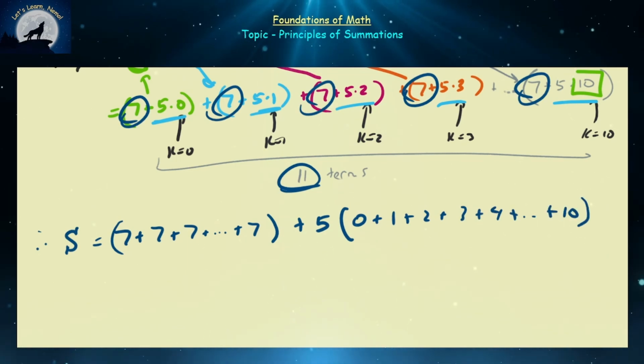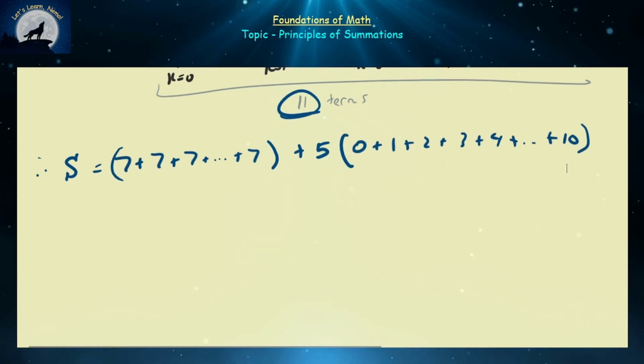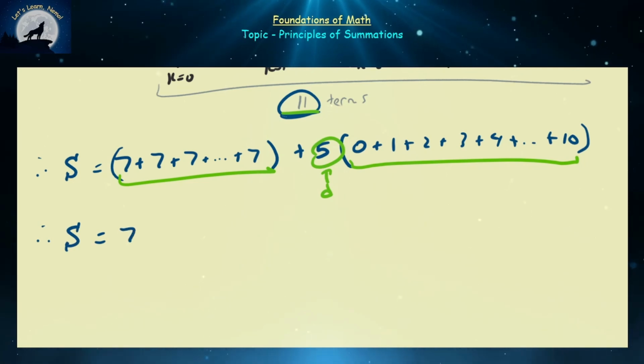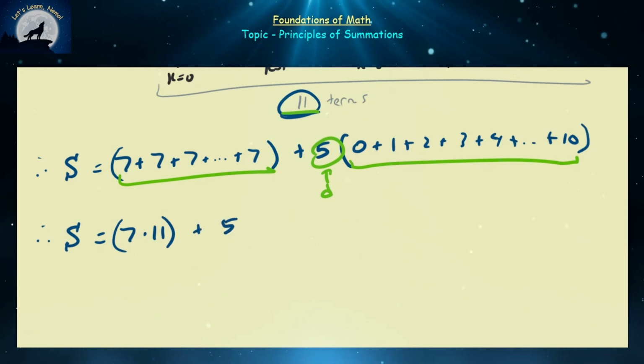You see what's building here? I hope so. All right, so how many 7s do I have here? I have 11 of them. And what do I have here? Oh, that's another arithmetic series, with the common difference in front of it. Isn't that very interesting? So what do I have? I have S equal to 7 times 11. That's the n value that we figured out. And then we have 5 times the sum from 0 to 10, which is the same as the sum from 1 to 10. So that's 10 times 10 plus 1 over 2.